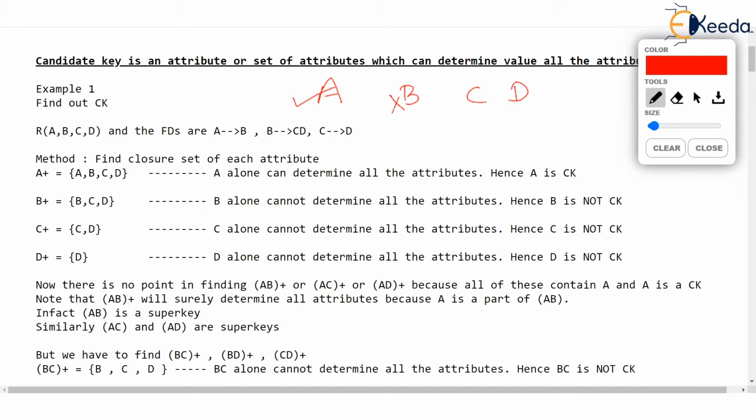But who knows? B, C in combination, if you combine B and C, that means take both their values together, it might recognize all other attributes. So BC might be candidate key. I don't know. I am going to find it. Similarly, CD can be a candidate key or BD can be candidate key. So that means we have to find out combination of these attributes also, and we have to find out all possible candidate keys.